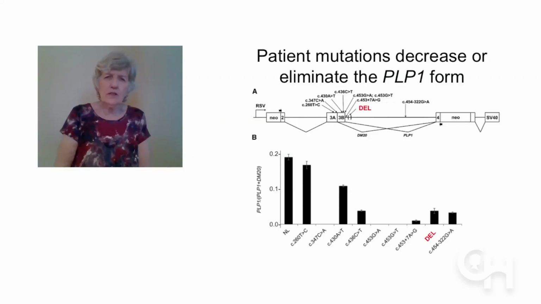The normal construct is the first bar on the left, and you see that most of the patient mutations either reduce or eliminate the PLP form from what's seen in normal. So they are affecting alternative splicing.